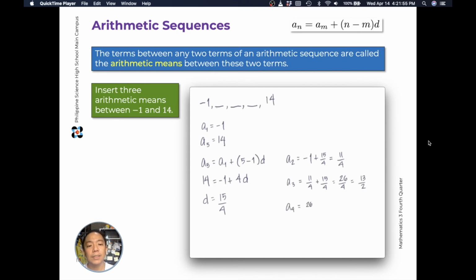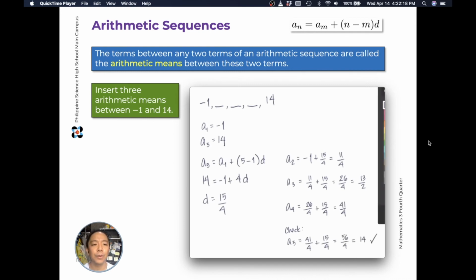And the fourth term is 26 over 4, gamitin natin yung over 4 para madaling mag-add, plus 15 over 4. This will give us 41 over 4. So, check na rin natin para sigurado. Add ulit tayo ng 15 over 4 kung aabot tayong 14. So, the fifth term is 41 over 4 plus 15 over 4. This gives us 56 over 4, which is equal to 14. So, isulat natin yung final answers natin dun sa blanks. Our arithmetic means would be 11 over 4, 13 over 2, and 41 over 4.